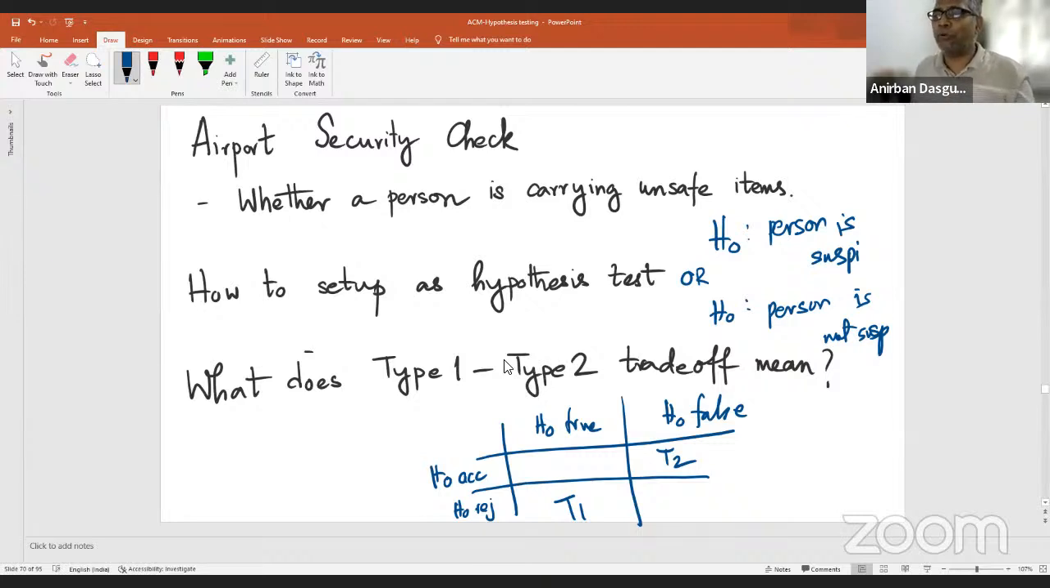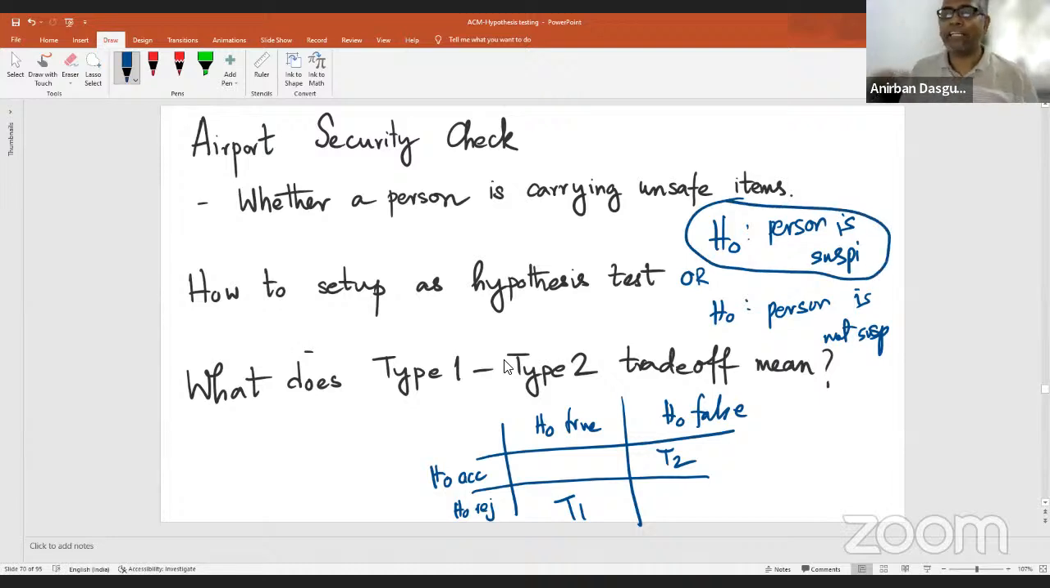Because it is much more expensive to let a suspicious person get onto the flight than to do extra checks on innocent people. The potential harm from letting a terrorist on the flight is much larger than the inconvenience caused by extra checks. So, thinking about the cost-benefit analysis, the right H0 here is actually the first one.